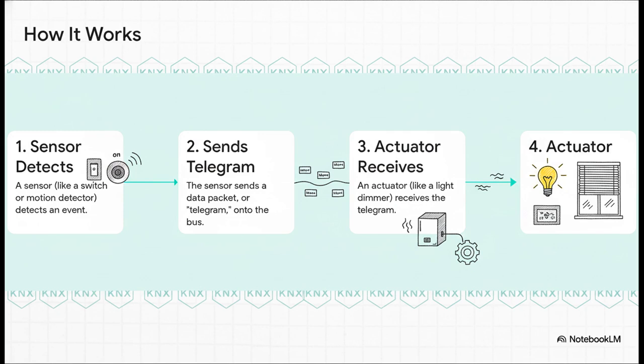Maybe you flip a light switch or a motion detector picks you up. That sensor then sends out a tiny little data packet, they call it a telegram, onto the bus. Then, an actuator, which is just the thing that does something, like a light dimmer or the motor for your blinds, hears that telegram. And finally, the actuator performs the action. Sensor sends, actuator acts. It's really that straightforward.